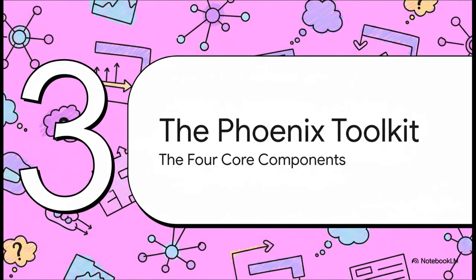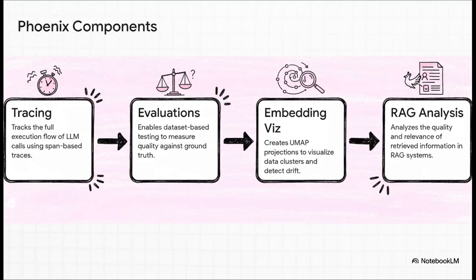Okay, so how does Phoenix actually deliver on this big promise of deep observability? To figure that out, let's pop the hood and take a look at its 4 core components. First up, you've got tracing. This lets you see the entire journey of your LLM calls from start to finish. Super useful. Next, evaluations. This lets you test your model against a known data set to get a real measure of its quality. Then you have embedding visualization. This is an incredibly powerful feature.